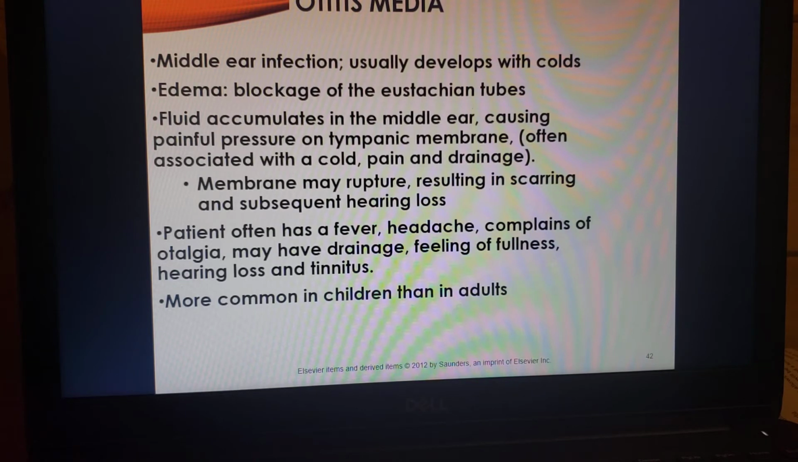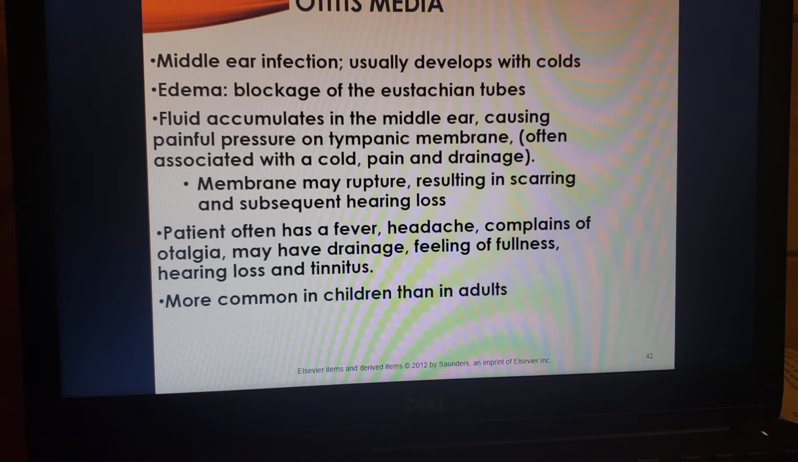Next, we have otitis media. This is a middle ear infection. It usually develops following a cold. With otitis media, edema occurs and blocks the eustachian tubes. Fluid then accumulates in the middle ear. This causes painful pressure on the tympanic membrane. And if it is severe enough, the membrane could rupture. That's the eardrum, and that causes scarring and could lead to hearing loss.